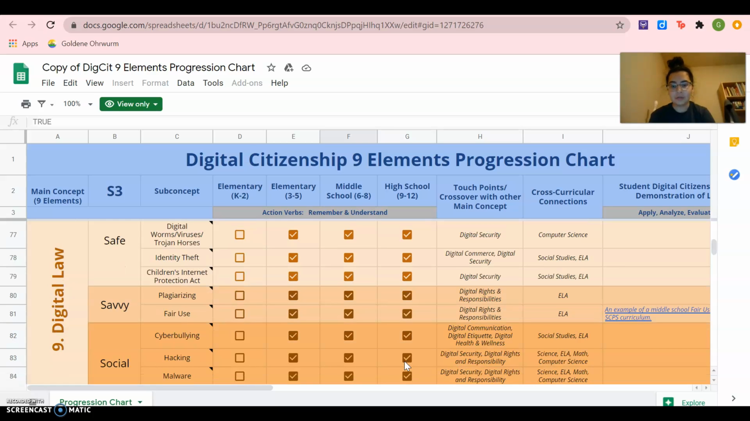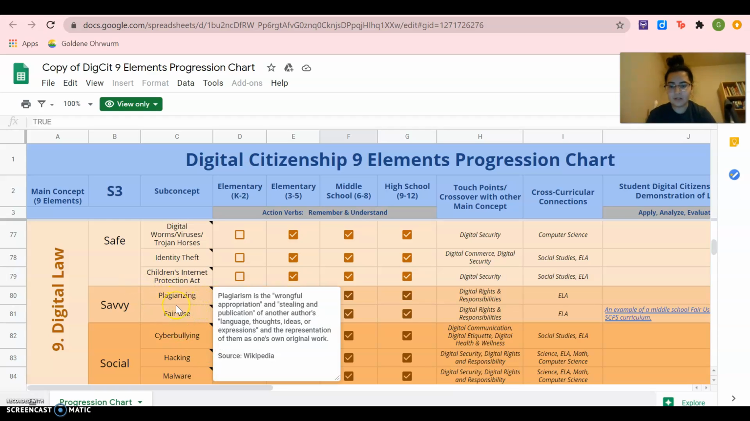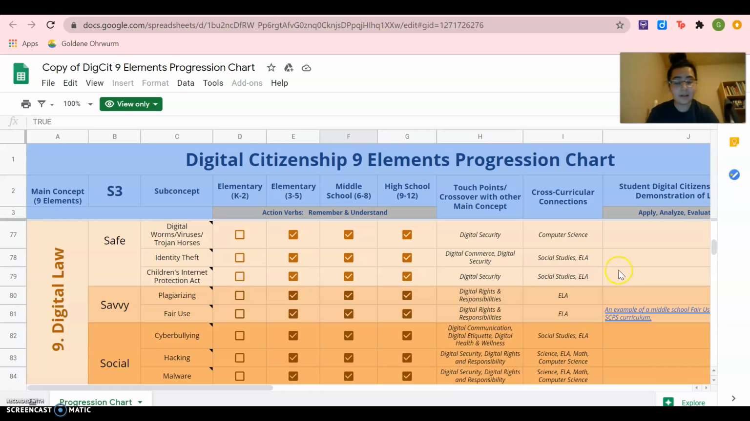Next, we have digital law. Digital law refers to the electronic responsibility for actions. The online world is a created structure to protect users from cyberbullying and other online illegal activities. All of these illegal activities we can see as plagiarizing, fair use. This is to protect the identities of those online. This is to protect the information that is being put out there. This is to protect your safety, my safety.